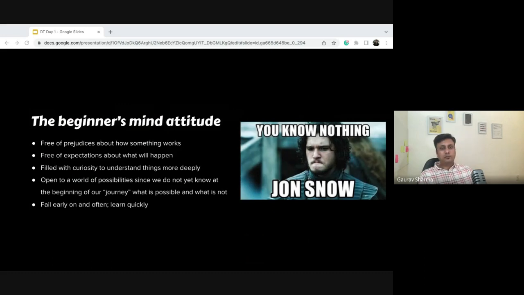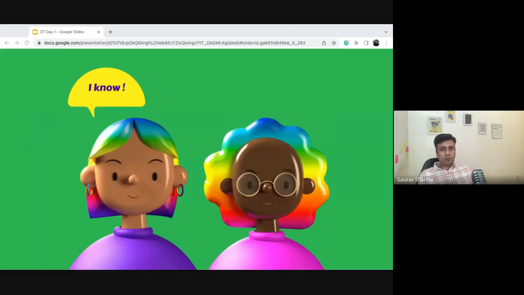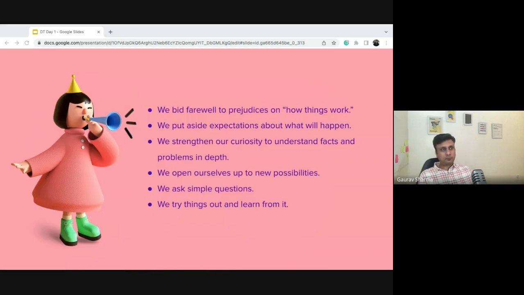but this says, you know nothing, Jon Snow. And essentially that is what we need to keep as an attitude. When I say nothing, it doesn't mean that you know nothing, but when you're trying to design something and understand humans and understand their behaviors and understand what they're going through, at that point in time, you know nothing. All you're doing is asking questions again and again and using the techniques that we're going to talk about. So rather than from I know, we slowly move towards I wonder and ask questions.